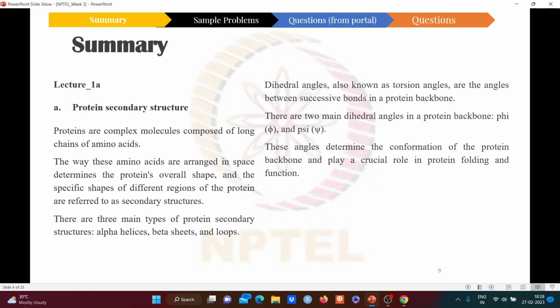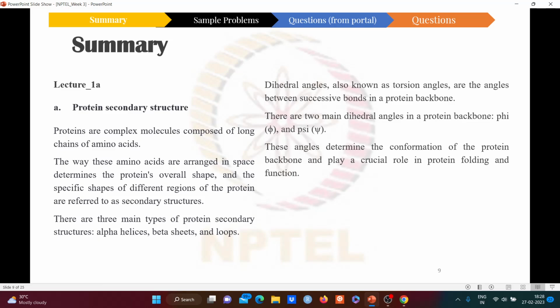So these dihedral angles determine the conformation of the protein backbone and play a crucial role in protein folding and function. There are two main types of dihedral angles in the protein backbone: phi and psi. The phi angle is the angle between the nitrogen and C alpha in the peptide backbone, whereas the psi is the angle between C alpha and the carbonyl atoms.